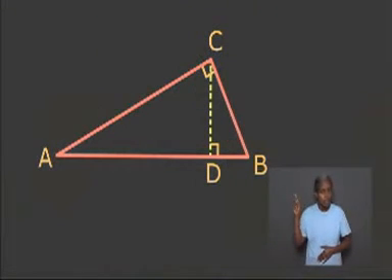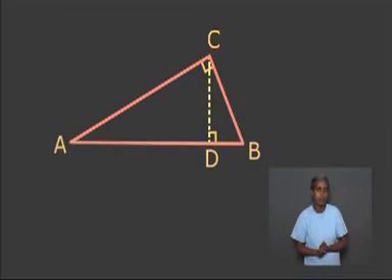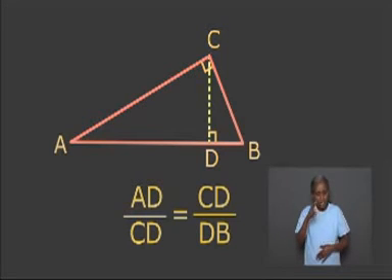Here we see a right triangle. We can notice that line CD is very kindly marking the altitude for us. If we make a ratio of the lines AD by CD, we will see something strange. We will see that ratio is exactly equal to the ratio of lines CD over DB.